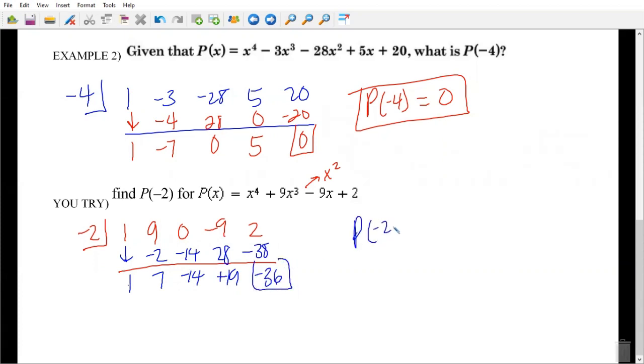So you know p of negative 2 equals negative 36. Bam. Synthetic division to evaluate using the remainder theorem. Cool? All right.